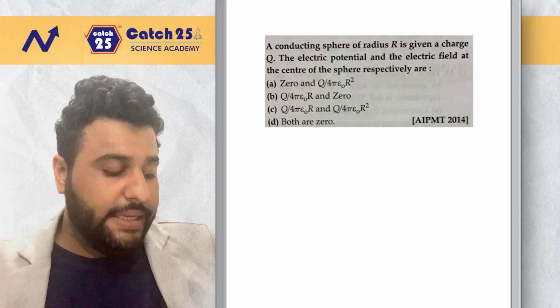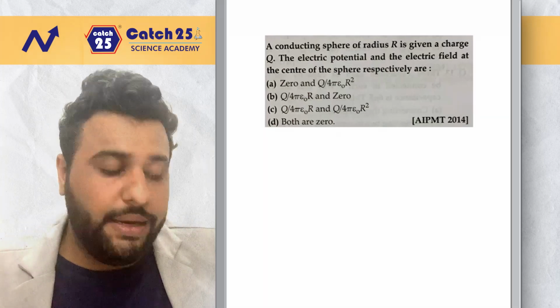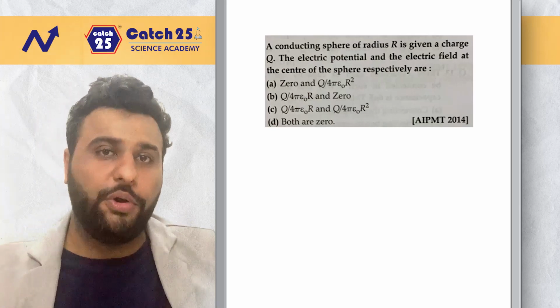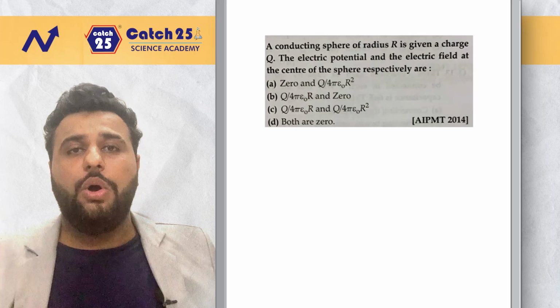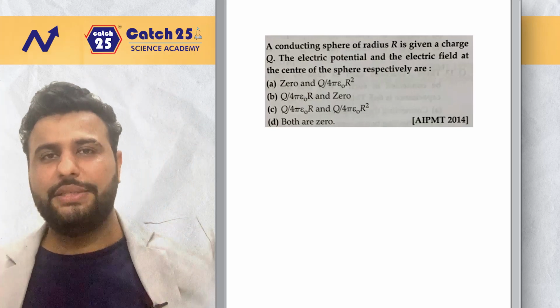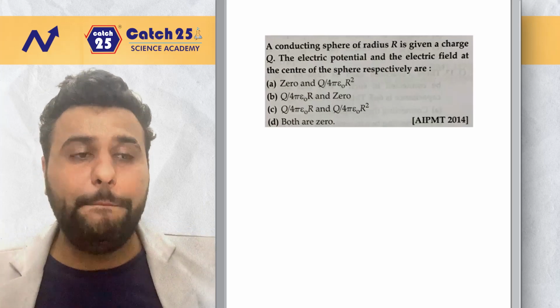So constant and 0, option A is out. Option C and option D we had anyway eliminated. Therefore, option B will be the right answer, which is constant and 0. Potential inside is always a constant. Electric field is always 0 inside a charged sphere or inside a charged metal. Okay, therefore the answer for this will be option B.